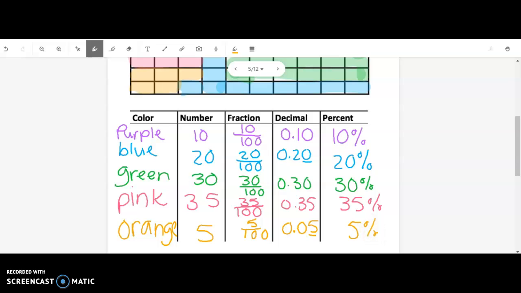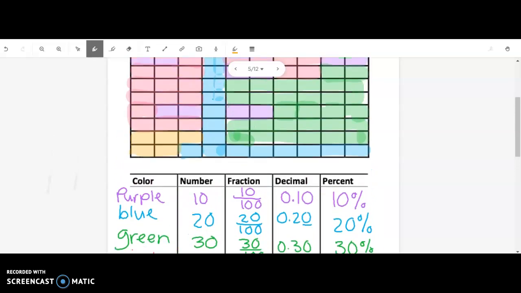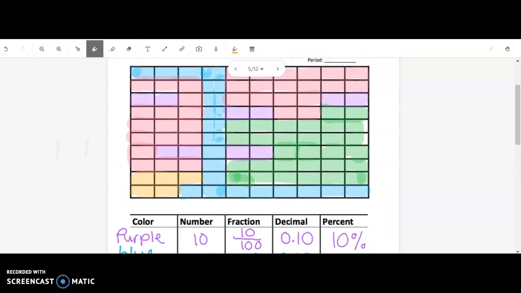All right, so don't take a lot of time filling out your colors. We want to get into the math of this.